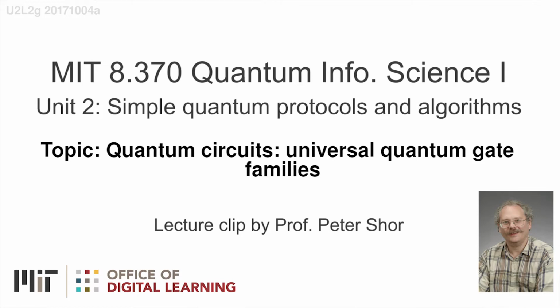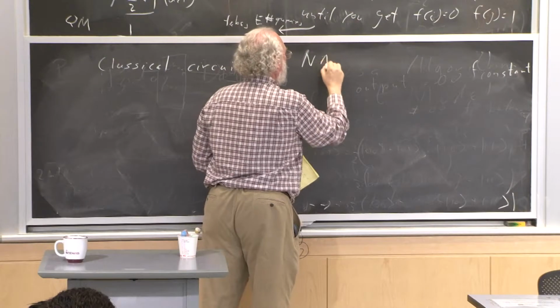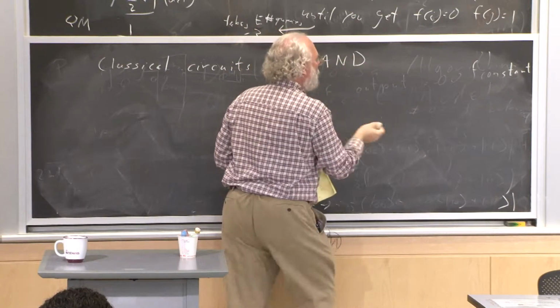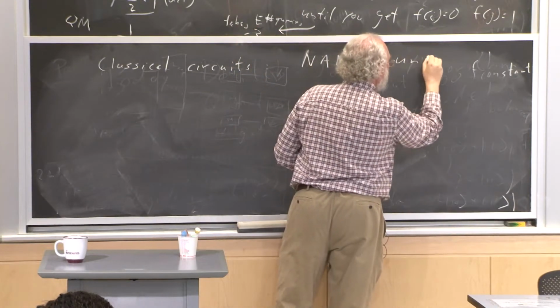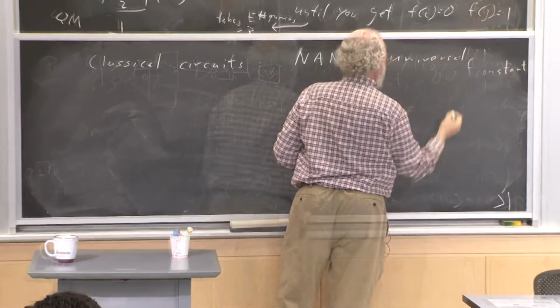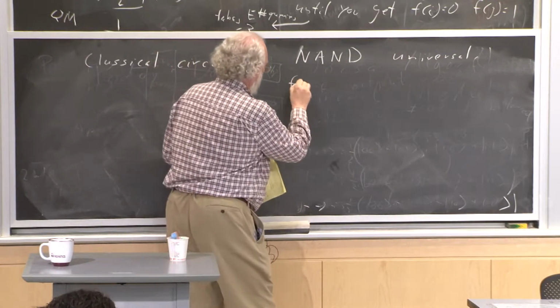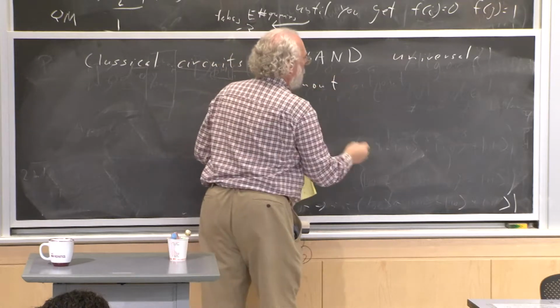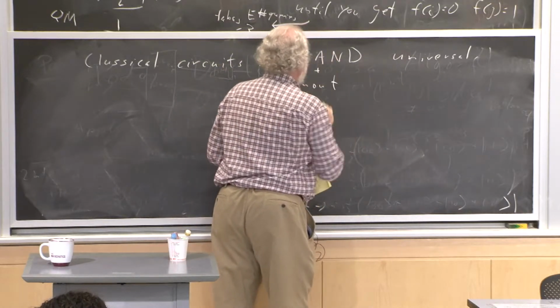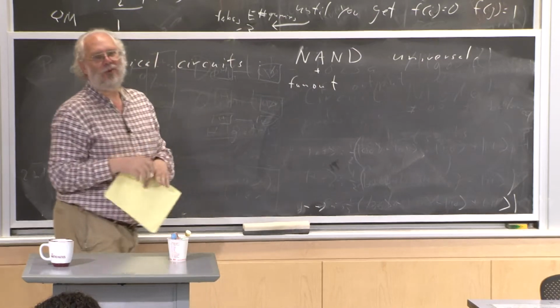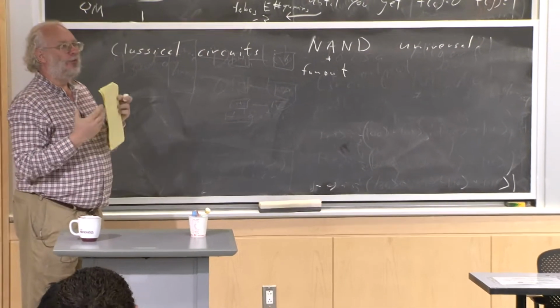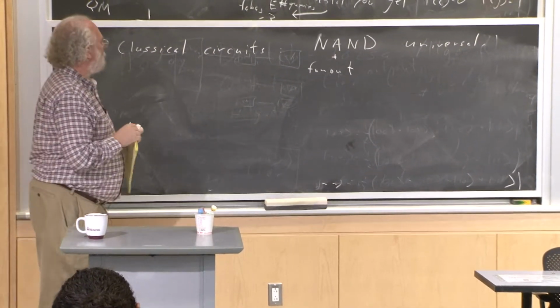Let's go over the classical circuits. And, well, NAND is universal. Actually, this isn't quite true, because NAND plus fan-out is universal, but fan-out is usually taken for free in classical circuits.